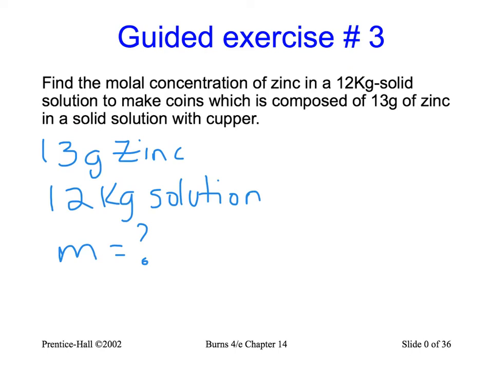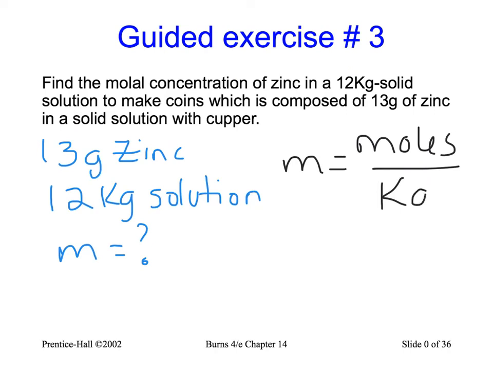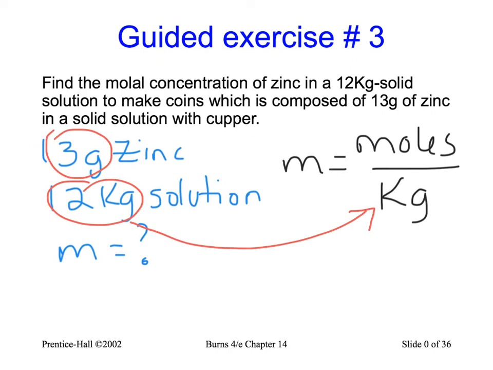What is the formula for molality? It's almost the same as the last one. There are moles of solute, but this time you need to convert it to kilograms. And we have it already. We have this value ready. These kilograms of solution are ready. We only need to convert these 13 grams into moles in order to replace it in the formula.